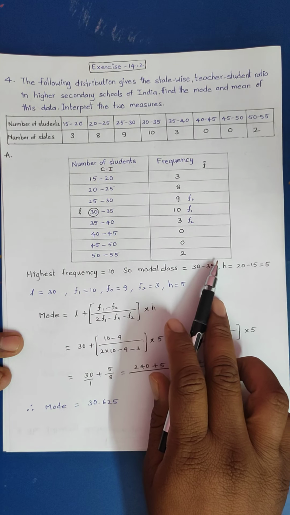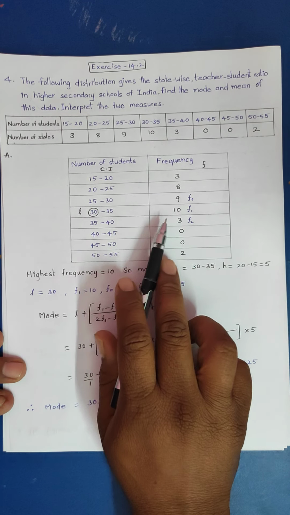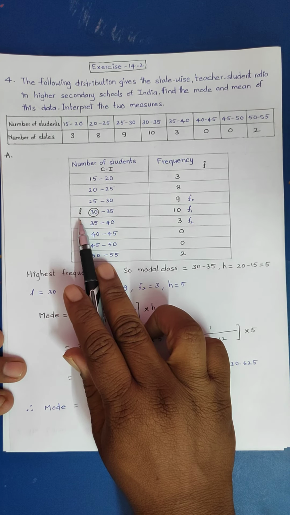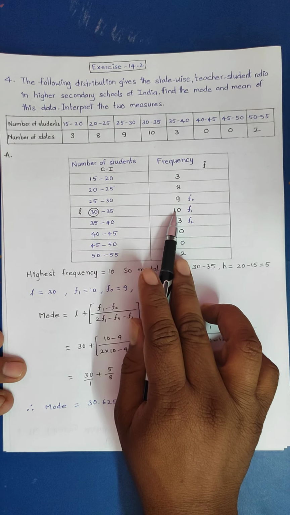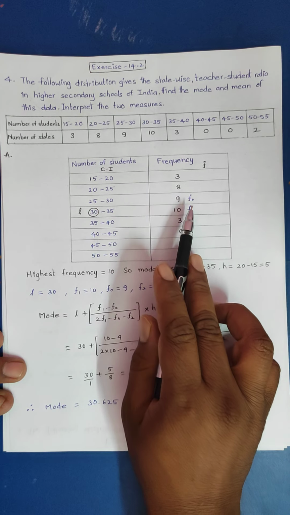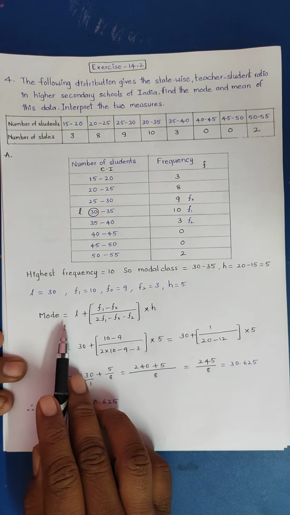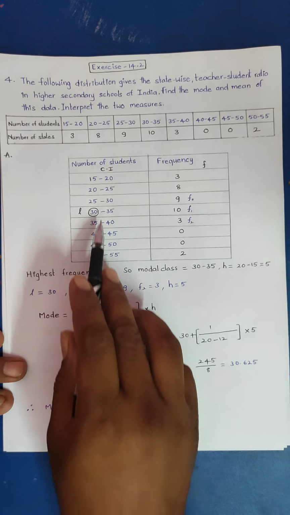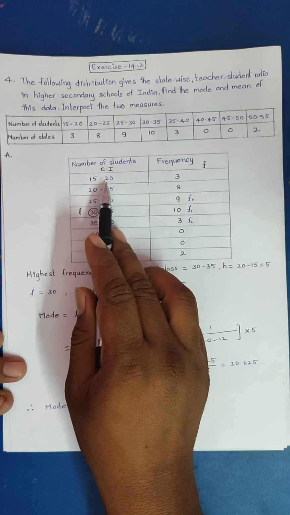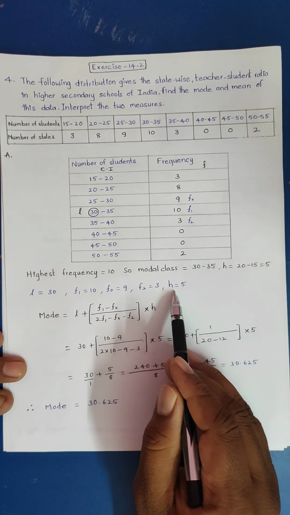Which frequency is the highest? That is the modal class. Here 10 is the highest frequency. So modal class is 30 to 35. Lower limit 30. So L is 30. This is the biggest frequency, so F1. Preceding this frequency F0, succeeding this frequency F2. Now mode is equal to, h means height of the class interval. These all are exclusive class intervals, same. So their difference 20 minus 15 is equal to 5. Height of the class interval is 5.